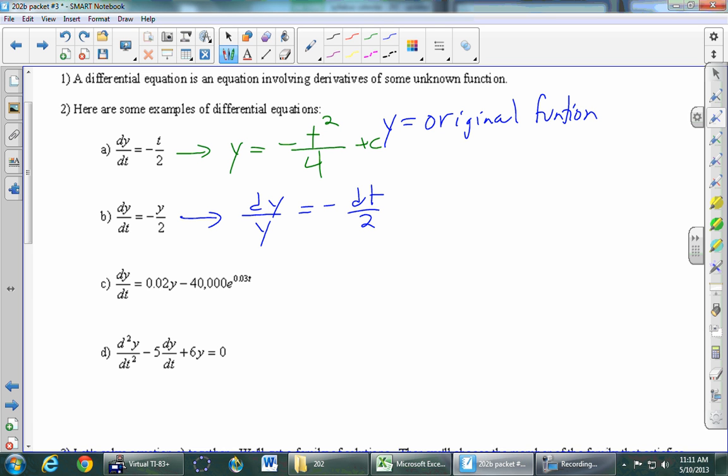Everybody see what we did algebraically? Divide by y, multiply by dt. And now what symbol are we going to put in front of both sides that's going to make us feel a lot better about having a dy floating around as an integral? So we just do the same thing to both sides, integrate both sides. 1 over y dy.